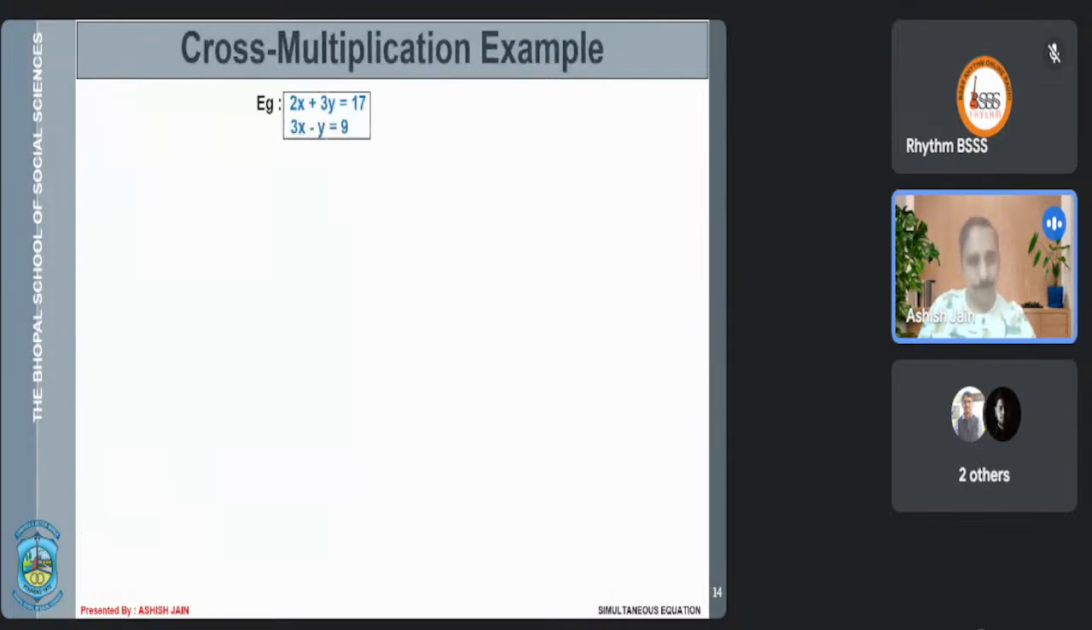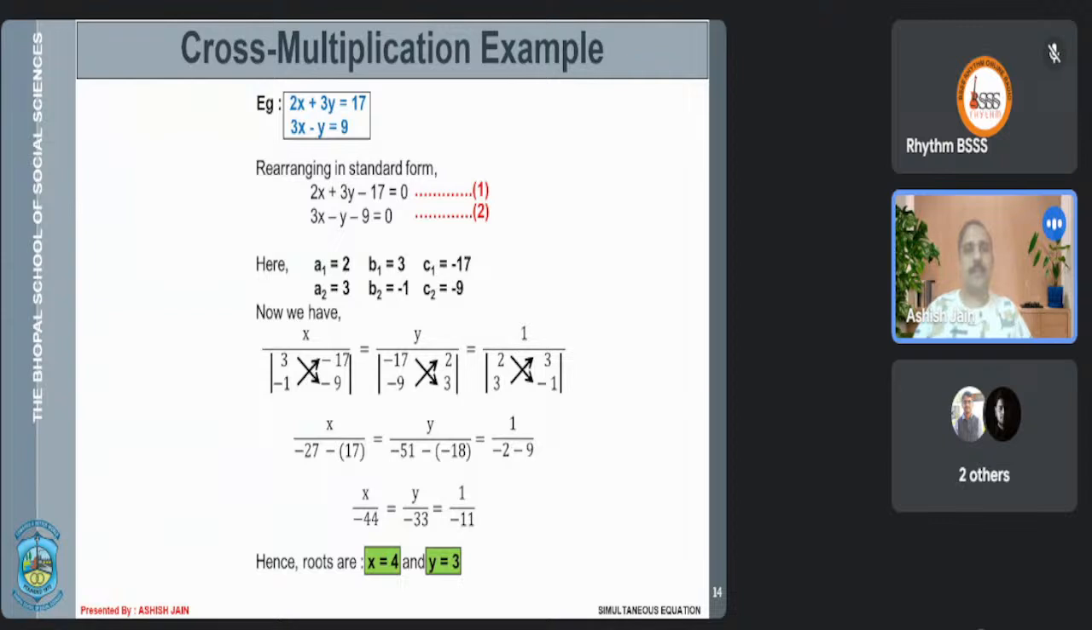Take one more example. So we have the equation as 2x plus 3y is equal to 17. And we have 3x minus y is equal to 9. Again, let us see how we solve it. First, it is not in the standard form. So we rearrange them into standard form. So we have 2x plus 3y minus of 17 equal to 0. We have 3x minus of y minus of 9 equal to 0. Right? Mark them as 1 and 2.